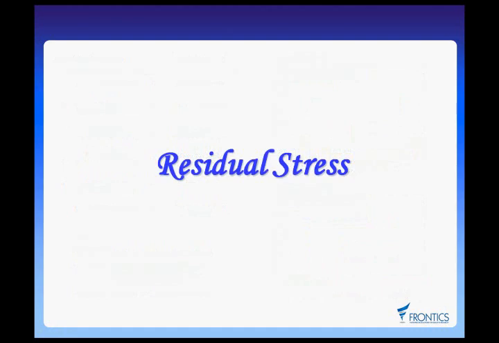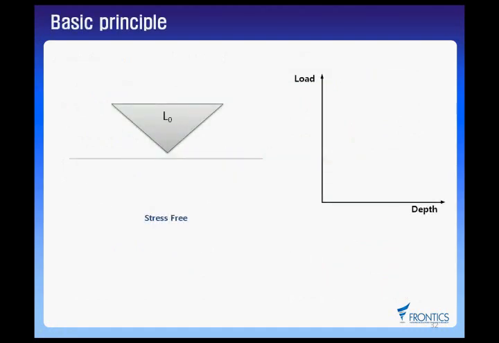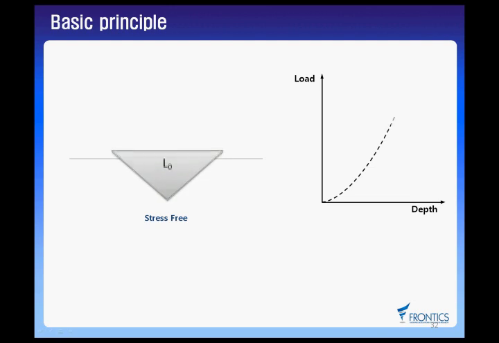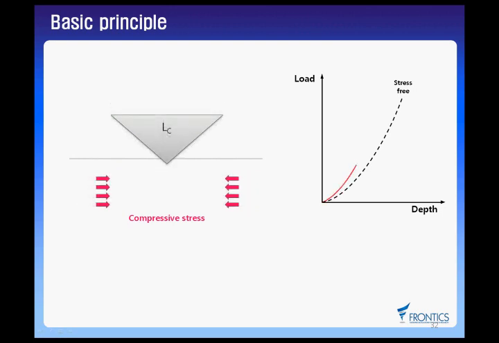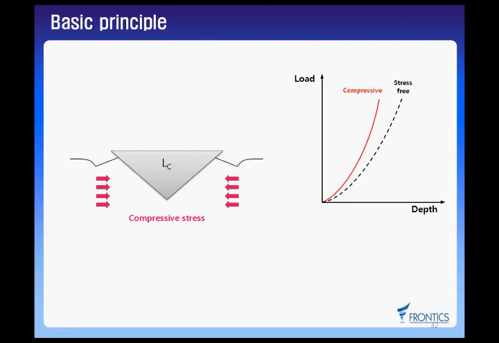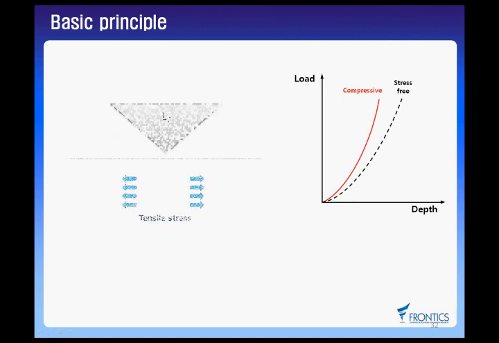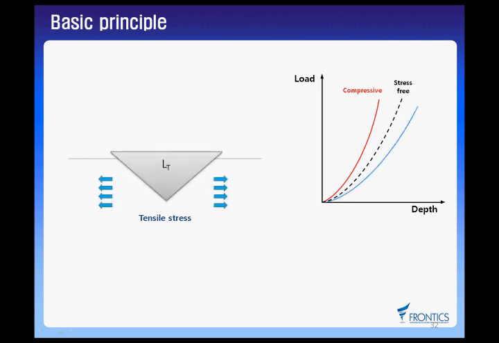IIT can also evaluate residual stress. This step is important because the test curve depends on the existence of residual stress. First, when the test is carried out in a stress-free state, it appears on the graph as a black line. When a compressive stress exists on a test sample, a red line appears during indentation from internal stress. Conversely, a blue line appears when tensile stress exists.